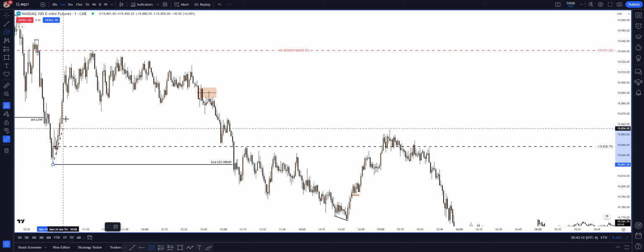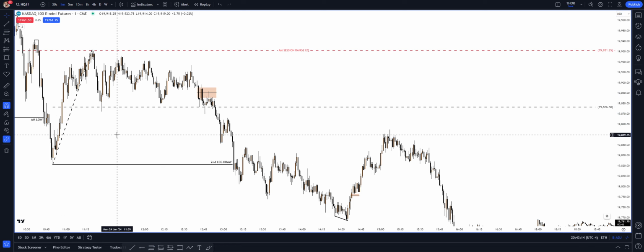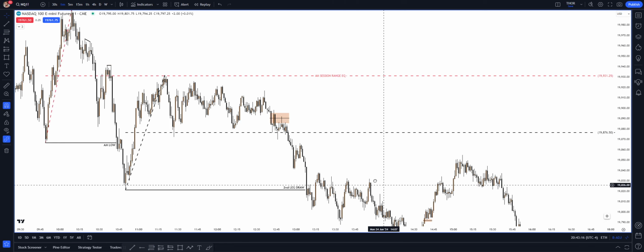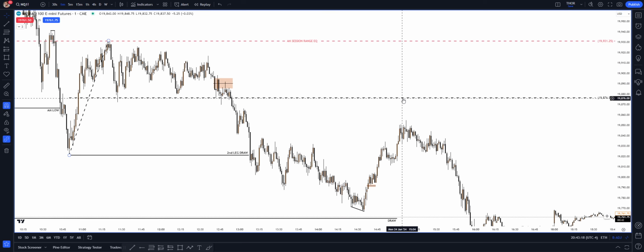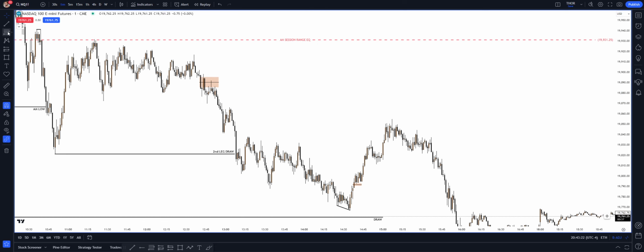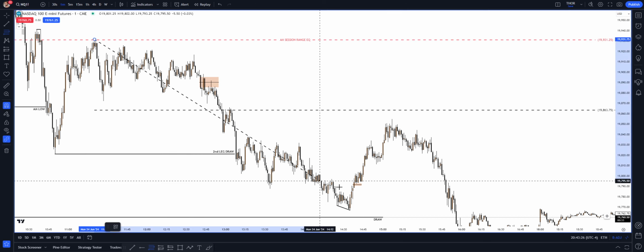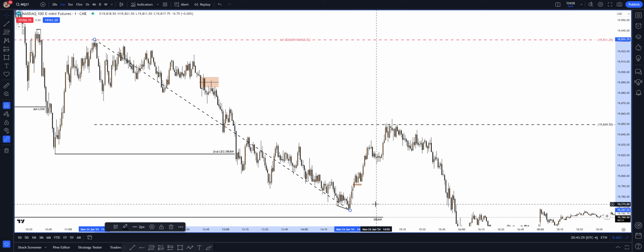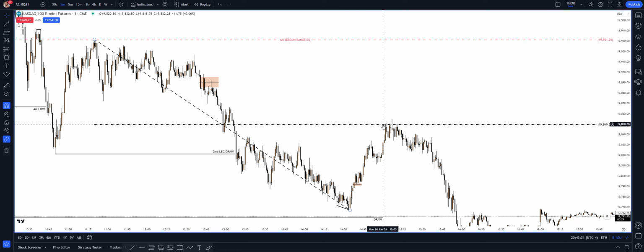If it's a deep pullback, you can use the old dealing range, like the AM session range here. This indicates we are in a deep pullback. If it's not a deep pullback, what's going to happen is the buy model will target this range EQ right here, and it's going to be content with that. As you can see, rejected over there.